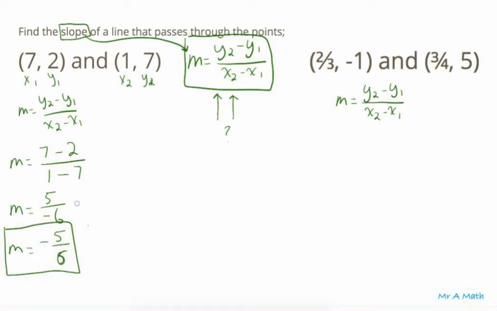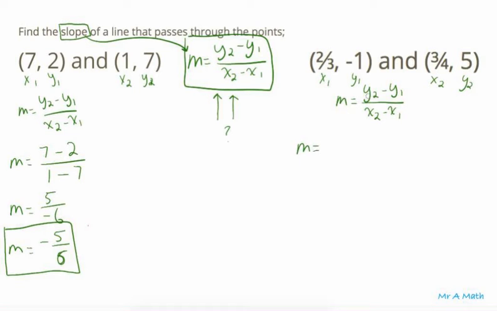So that's my slope there. Now over here, let's go ahead and label our points x1, y1, x2, y2. And already some people are looking at this like, oh no, there's fractions, there's negative numbers, they don't have the same denominator even in the fraction, which is going to cause a little bit of extra thinking. But don't worry, the process is still the same.